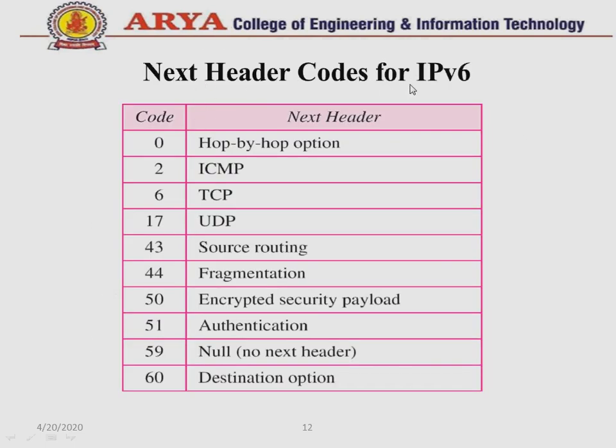These are the next header codes for IPv6. With this we can define which parameter is present in the next header. Like if code 0 is present in the next header, it means the hop-by-hop option is there. If 2, then the ICMP option. If the code is 6, then the TCP option. If 17, then the UDP option. If 43, then source routing. If 44, then fragmentation. 50 is for encrypted security payload. 51 is for authentication. 59 is null, that is no next header is present. 60 is destination option. So these are the parts which can be present in the next header, and they are indicated with the help of these codes.